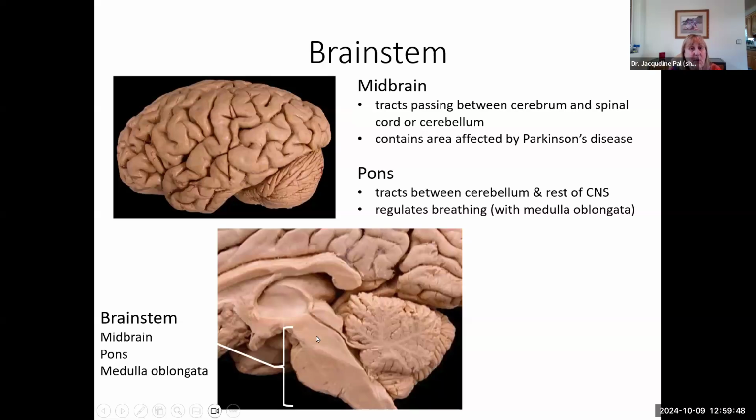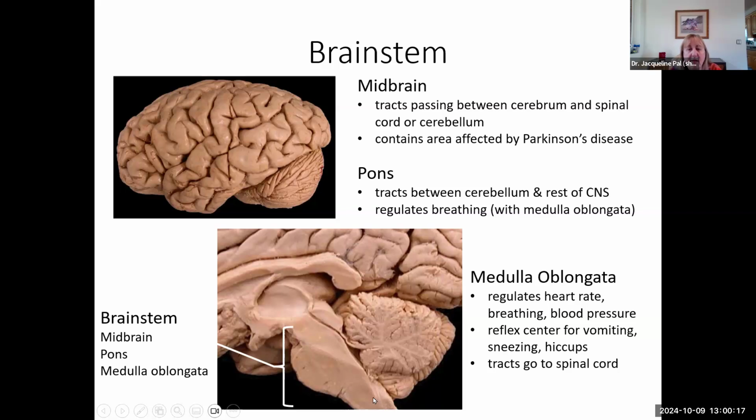Now, the pons is pretty crucial because it regulates breathing. It works with the medulla oblongata to regulate the breathing. It also contains tracts between the cerebellum and the rest of the central nervous system. So between the cerebellum going up to the cerebrum, the cerebellum going down to the spinal cord.